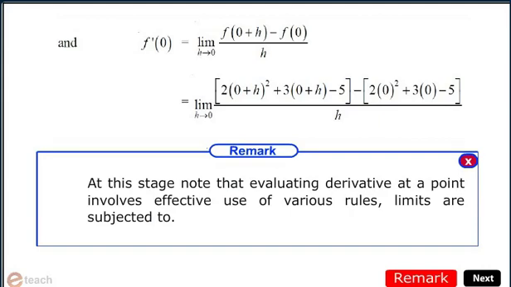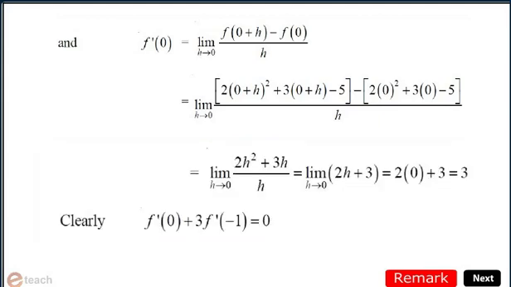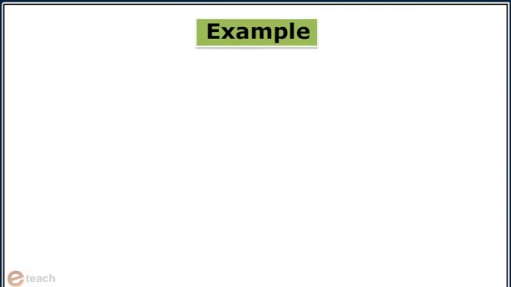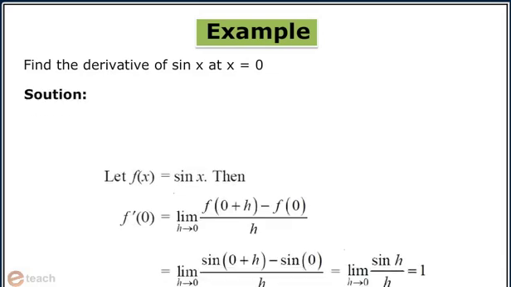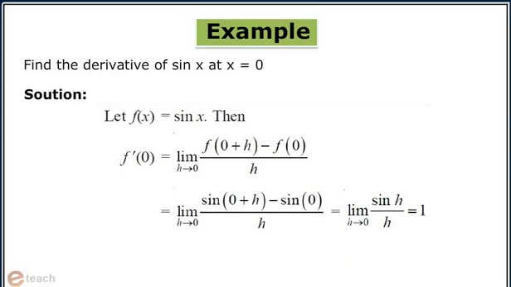Now, a remark. At this stage, we note that evaluating the derivative at a point involves effective use of various rules, which limits are also subjected to. Come, let's learn them from some examples. Let's take an example. Find the derivative of sin x at x equals 0. Solution. Let f(x) equals sin x. Then, using the first principle of derivative and evaluating the limit, we get the result as 1.